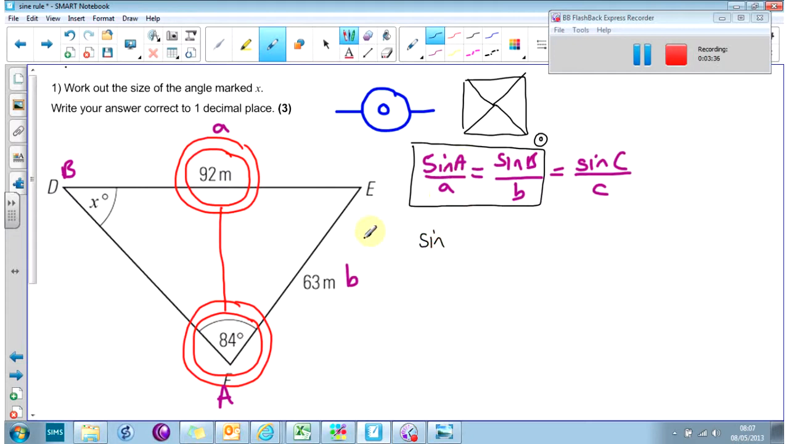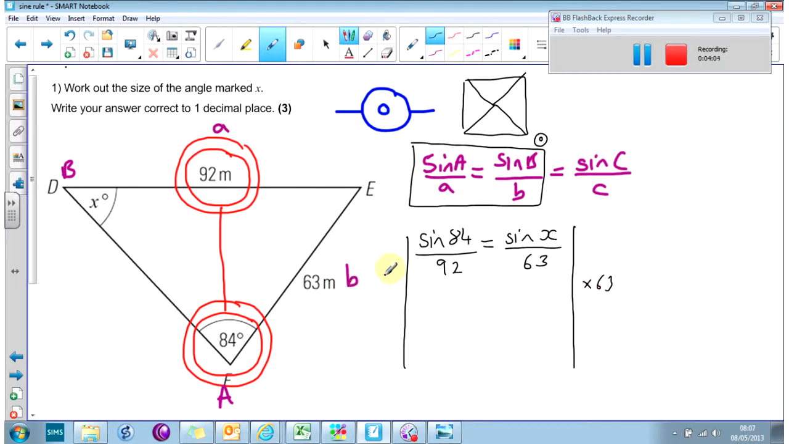Sine A, big A is 84, and that's divided by 92, and that equals sine B, well B is x, we don't know how big it is, that's what we're working out, and it's over 63. Now, I want to get the x on its own, so first of all I'm going to get rid of the 63 here. I'm going to multiply both sides of this equation by 63, because that's on the bottom, it's a divide. So I've got sine 84 over 92 times 63 equals sine x.